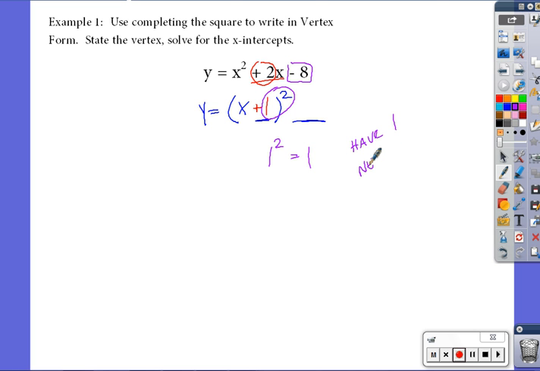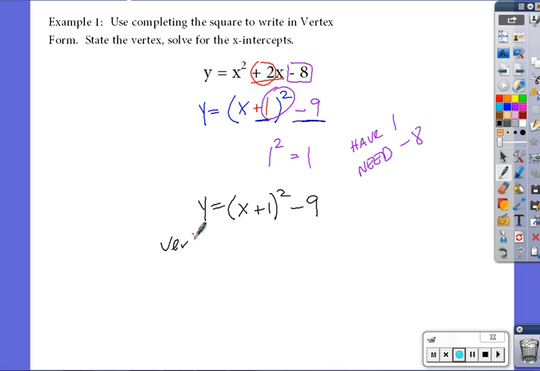I have 1. I need -8. Now, here's a time when some people really struggle, but a lot of you can just get this in your head. If I have the number 1, but I need the number -8, what must I do? The only way to get from 1 to -8 is to subtract 9. So my vertex form would say y equals (x plus 1) squared minus 9.